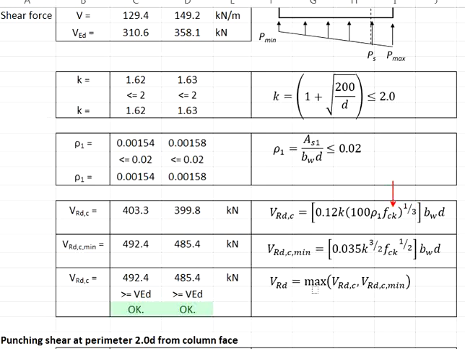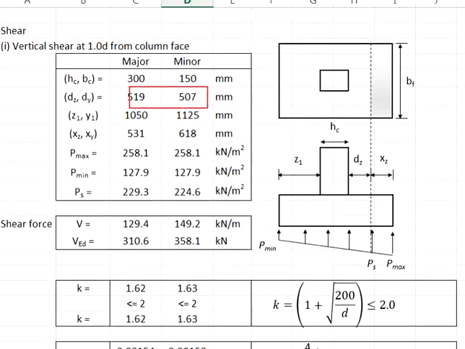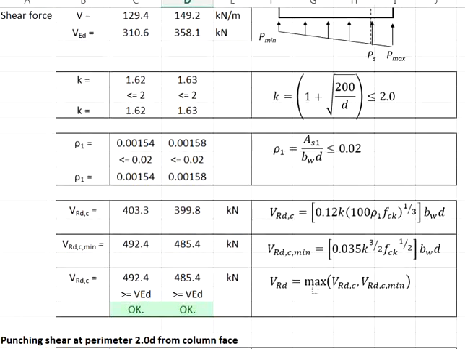fck equals 30, as given in the question. The b for both major and minor axis are the same, which is 2.4 meter, and then you use the right effective depth for the major and the minor axis. This gives you the VRd,c equal to nearly 400 kilonewton. The VRd,c represents the shear resistance of the pad footing, taking into consideration the reinforcement provided.